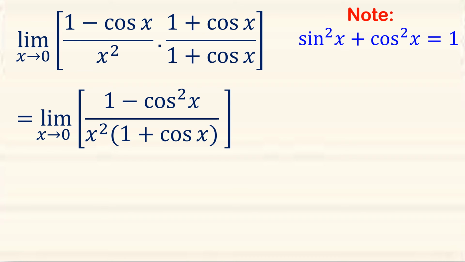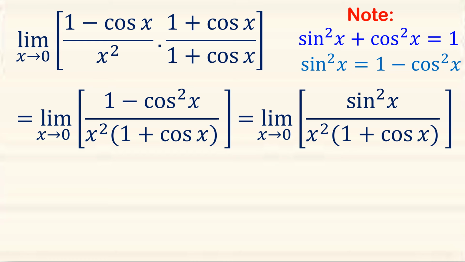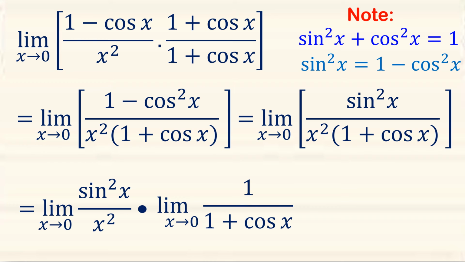So note that we have the Pythagorean identity, which states that sine squared x plus cosine squared x is equal to 1. Then if we transpose cosine squared x to the other side, we have sine squared x is equal to 1 minus cosine squared x. So we are going to put the value of sine squared x in the numerator. So we have limit sine squared x over x squared times 1 plus cosine x as x approaches 0. From here, we are going to rewrite it as limit sine squared x over x squared as x approaches 0 times limit 1 over 1 plus cosine x as x approaches 0.